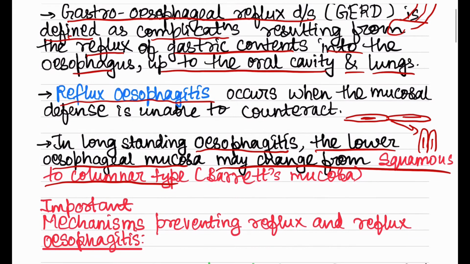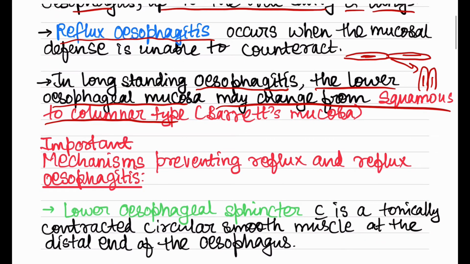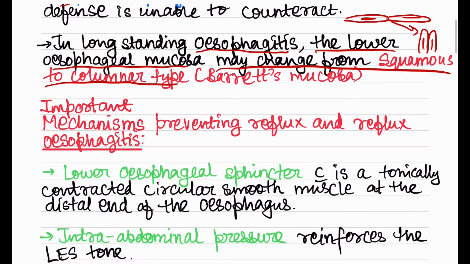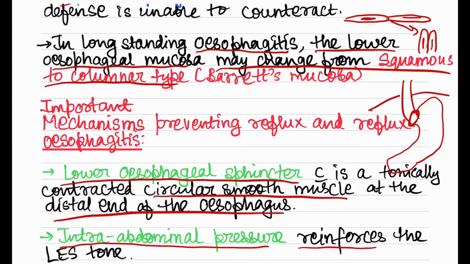Now coming to the important mechanisms which are preventing the reflux and reflux esophagitis. First is the lower esophageal sphincter, which is a tonically contracted circular smooth muscle at the distal end of the esophagus. So this is the esophagus. At the distal end of the esophagus, we have the lower esophageal sphincter. Next is that part of the esophagus is inside the abdomen under the diaphragm. So intra-abdominal pressure reinforces the lower esophageal sphincter tone.